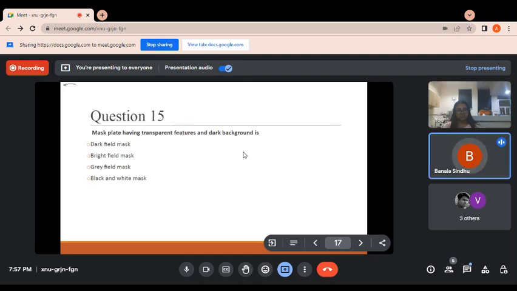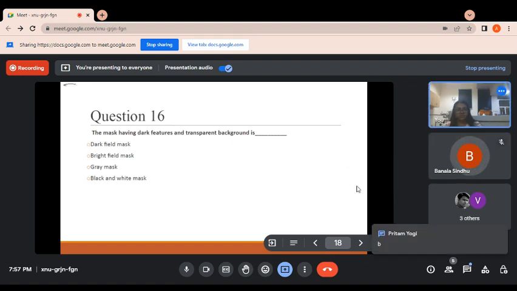Yes, ma'am, first option. Dark background means the dark field mask, and this is the opposite of that question, the mask having dark features and a transparent background. So what type of mask is it? Dark field mask. Bright field mask.